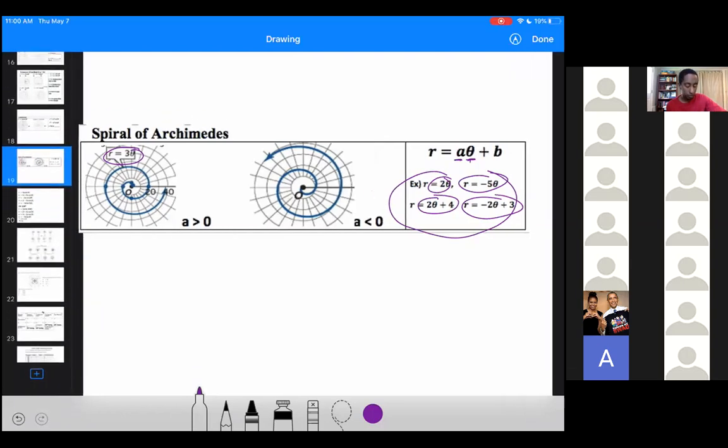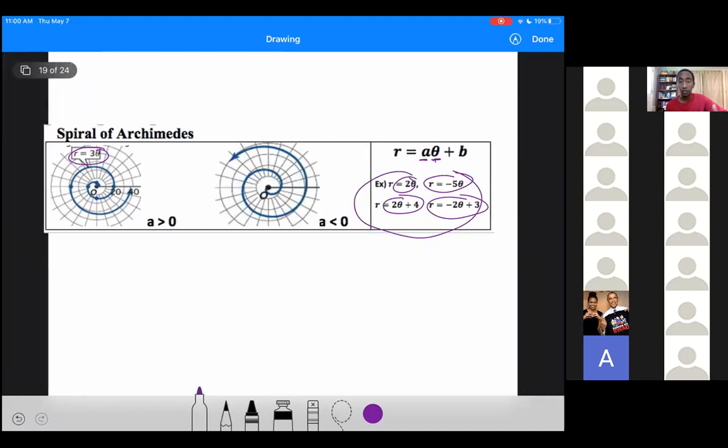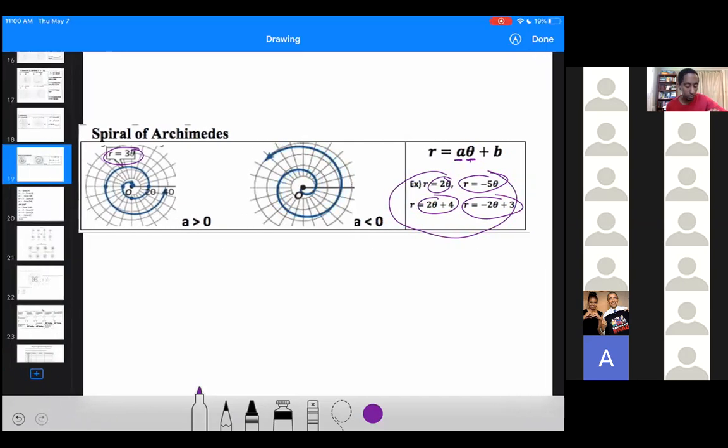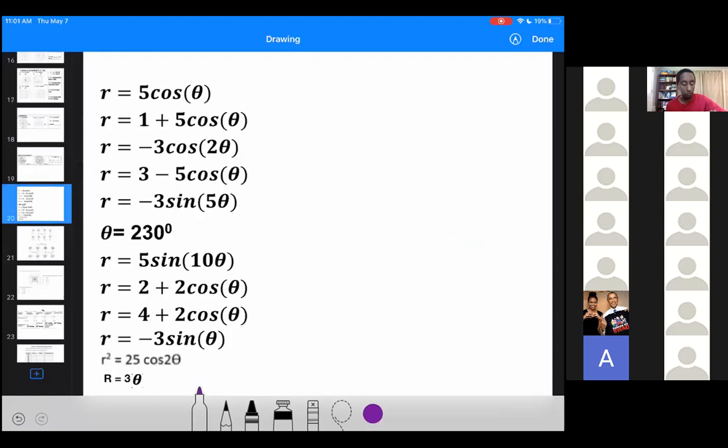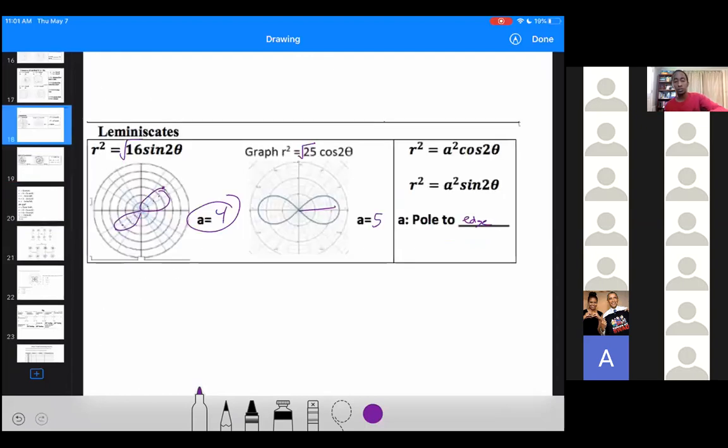So let me ask a couple of check for understanding questions. And then that's it for this lesson. It's just polar equations. So let me pause and see if there are any questions on any of these, or let me let you read first. So I'm going to give you a couple minutes.